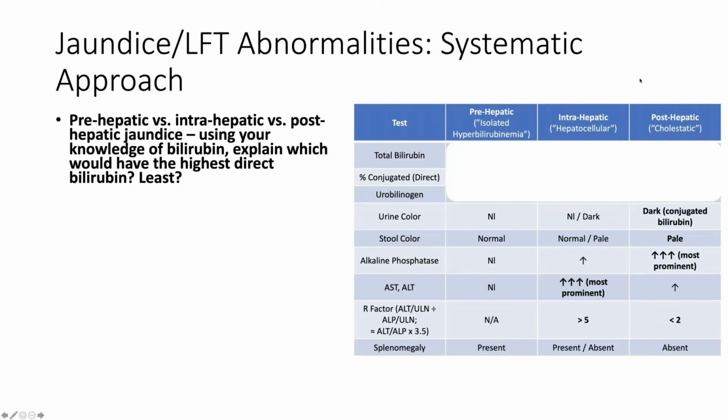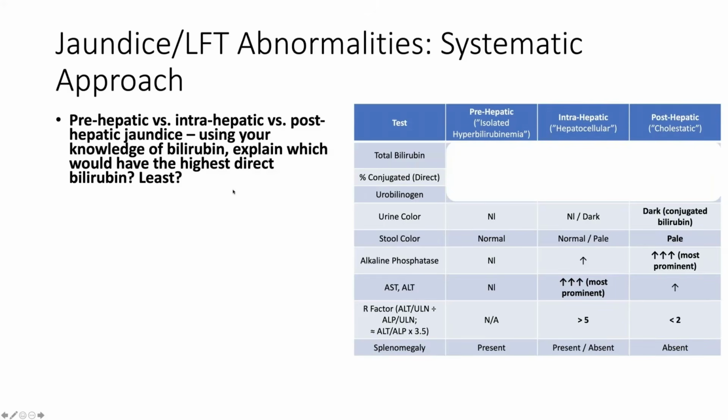So let's go to Paula. Paula, prehepatic versus intrahepatic versus posthepatic. Using your knowledge of bilirubin, explain which would have the highest direct conjugated bilirubin and which would have the least, if it was pre, intra, or post. The highest conjugated, posthepatic. Perfect. Yeah, exactly. And why does that make sense?